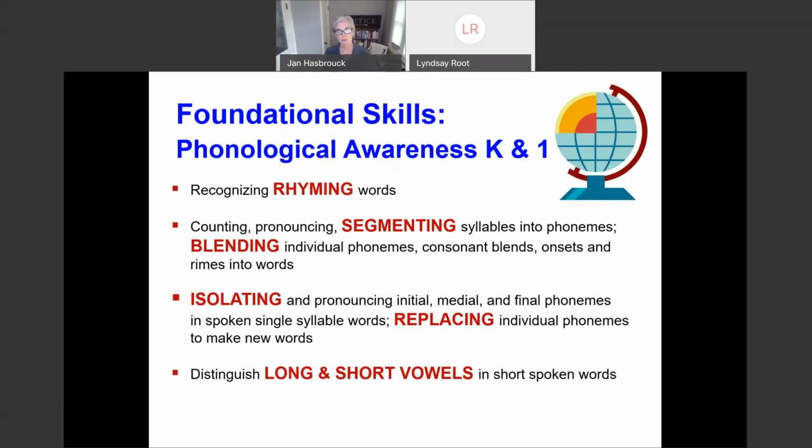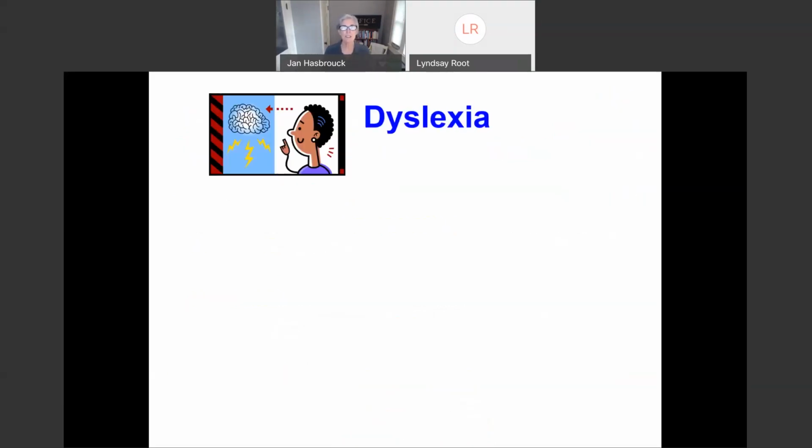We also want students to be able to hear, distinguish, identify long and short vowels. And this is all auditory. When we're talking about phonological or phonemic awareness, we could do all of this in a pitch dark room. Kids are blindfolded. We can still practice these skills. I'm not recommending that, but we don't need our eyes to do these auditory tasks.